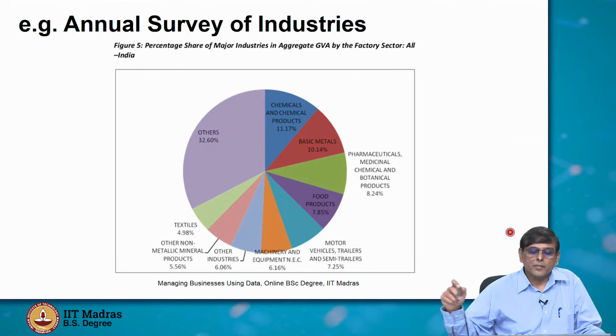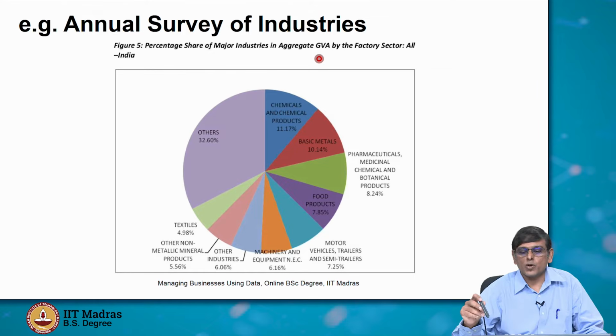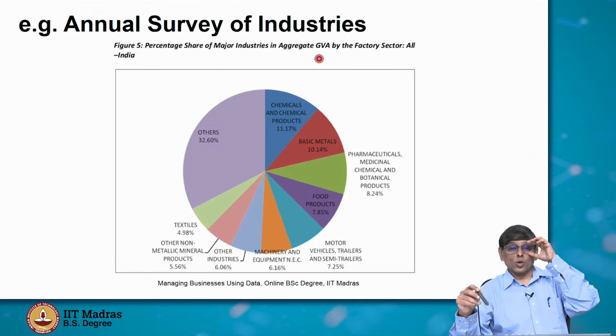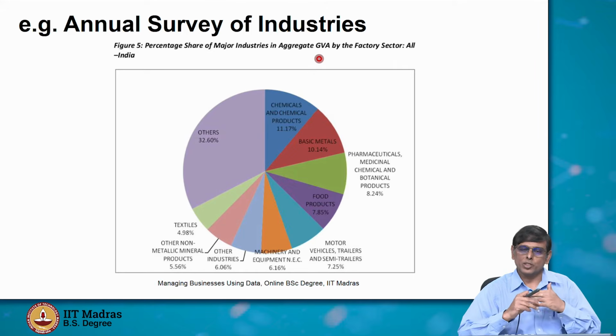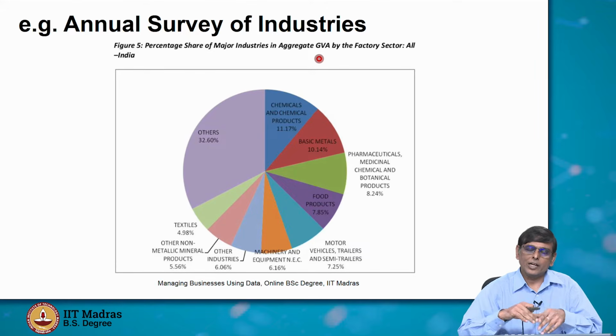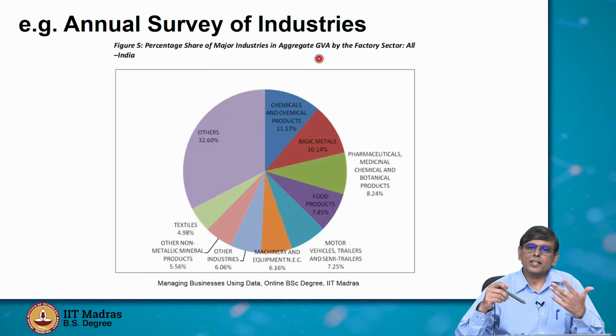Here is another one which shows the aggregate GVA. GVA stands for gross value added. A company might get all the components of mobile phones, assemble the mobile phone in India and sell it. So we ask what is the gross value added of that assembly process.